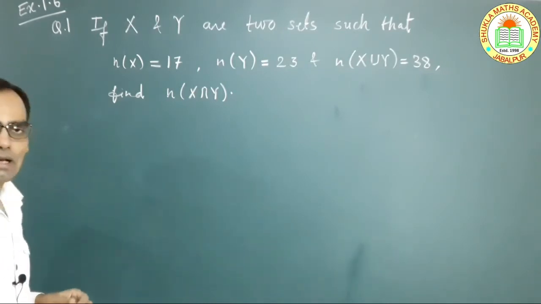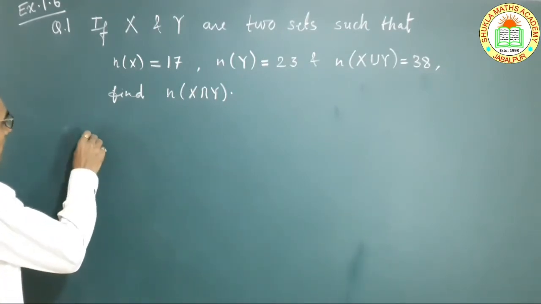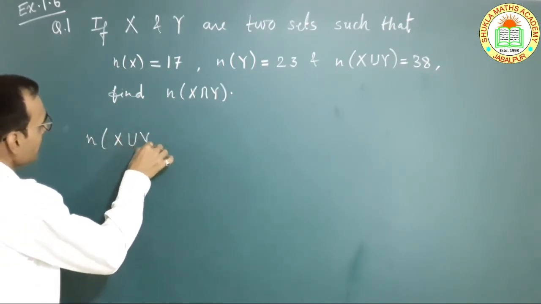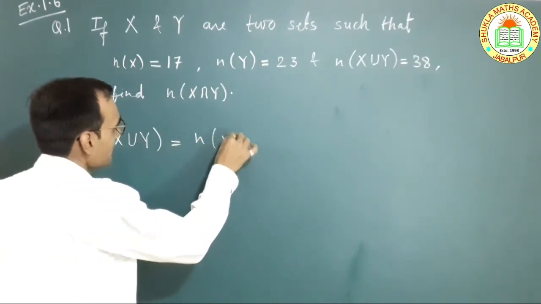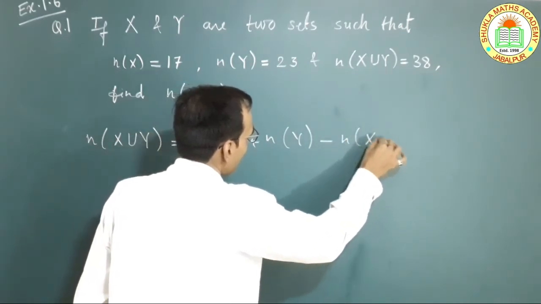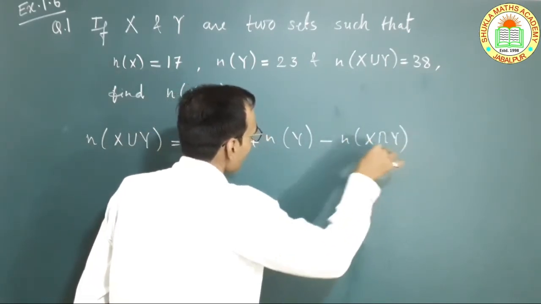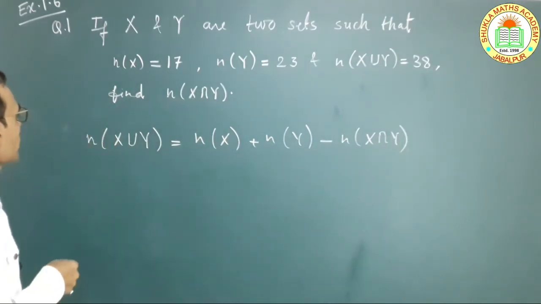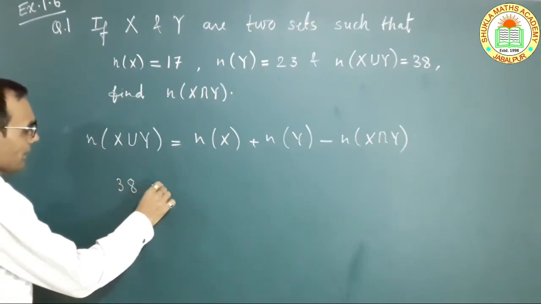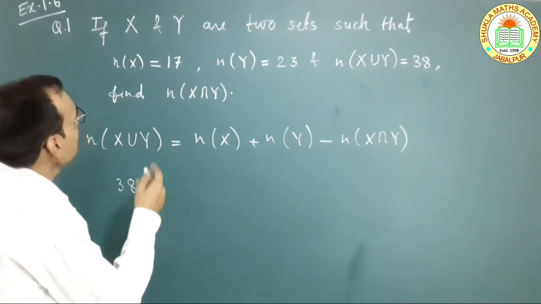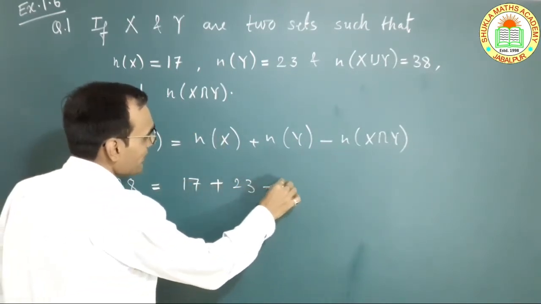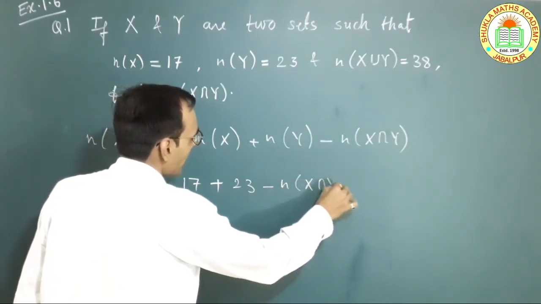Now by using the set elements formula, we have the number of elements in the set x union y equal to the number of elements in x plus the number of elements in y minus the number of elements of x intersection y. Putting in the corresponding values: the number of elements in x union y is 38, equal to the number of elements in x, that is 17, plus the number of elements in y, 23, minus the number of elements in x intersection y, which is unknown.